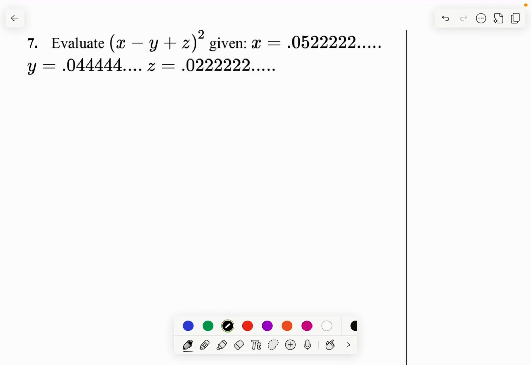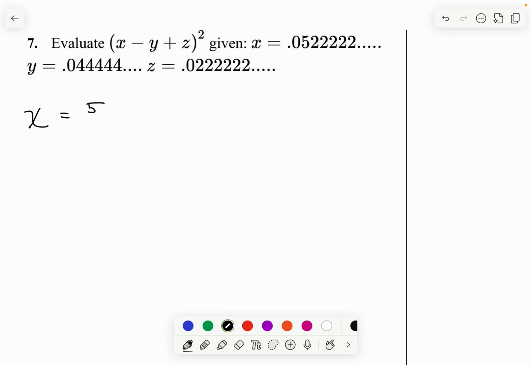Okay, so we have to evaluate x minus y plus z squared, and we were given these repeating non-terminating decimals. So in order to do this, we've got to convert these to fractions, and we can do that by noting, for example, x equals. Just writing it as a fraction is helpful.